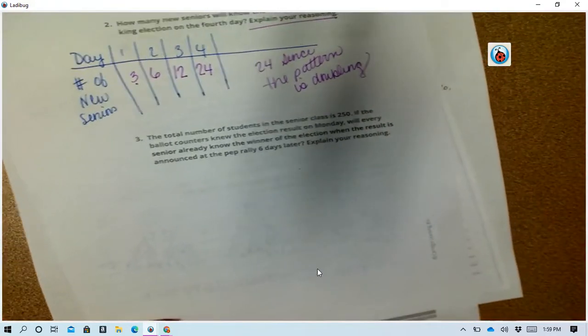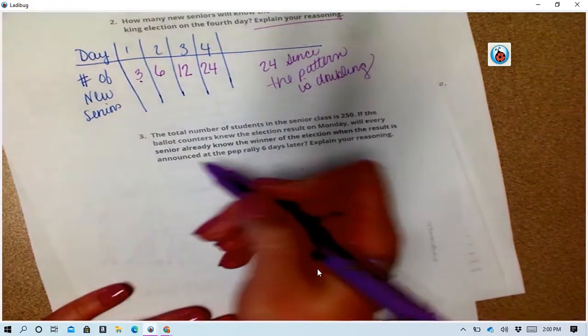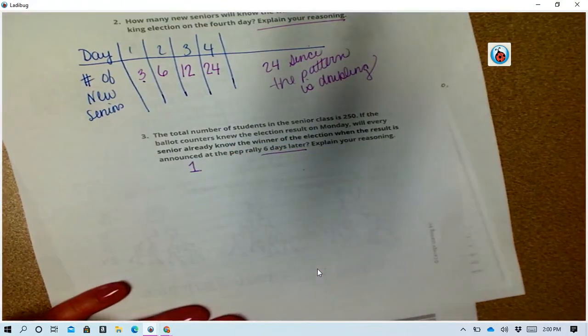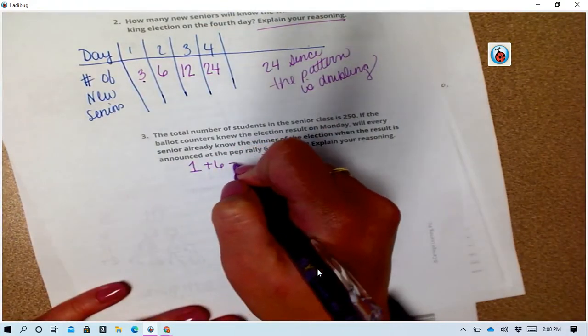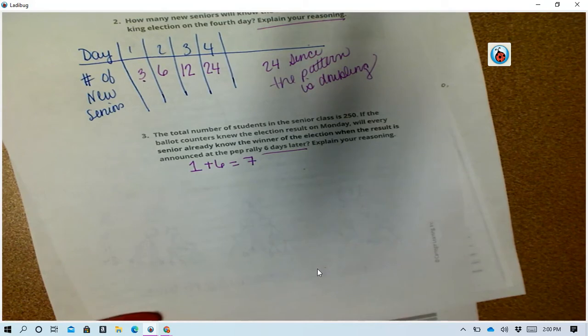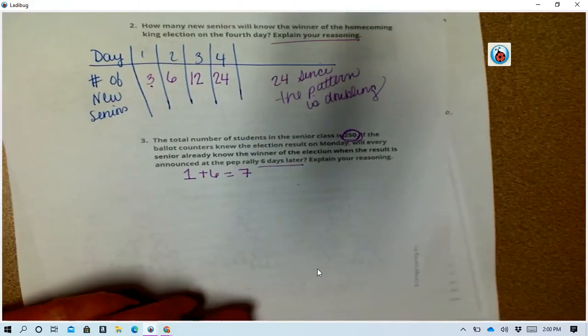Okay, number 3. The total number of seniors in the senior class is 250. If the ballot counters knew the election result on Monday, will every senior already know the winner of the election when the result is announced at the pep rally 6 days later? Okay, so let's see what that means. 6 days later means that we know on day 1 how many there are, and then 6 days pass, so we're talking about a total of 7 days. So see if you can figure out all by yourself if everybody would know if there's 250 in the class at the end of day 7.